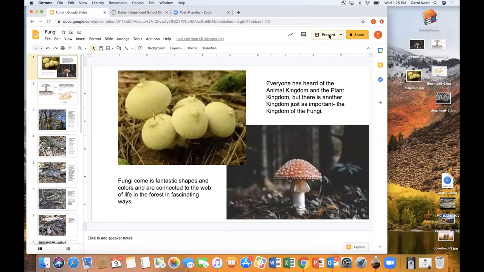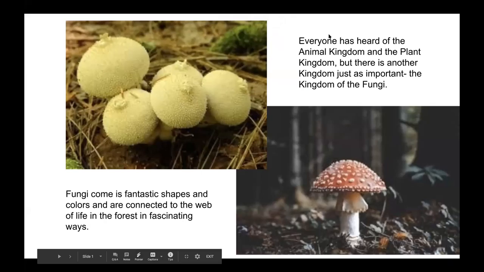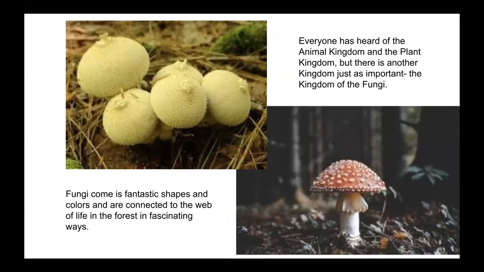So everybody knows about the animal kingdom and the plant kingdom, but there's another kingdom out there, the kingdom of the fungi. And just as important, really, those are the big three. And fungi are so amazing. They come in just fantastic shapes and colors. They're never green, but we've seen yellow ones and orange ones. We even have red ones out there, these little puffballs. They're so amazing, and they're everywhere.